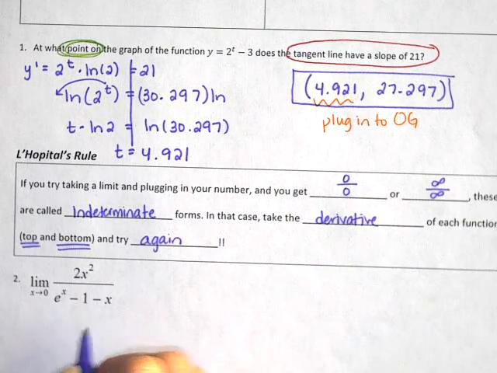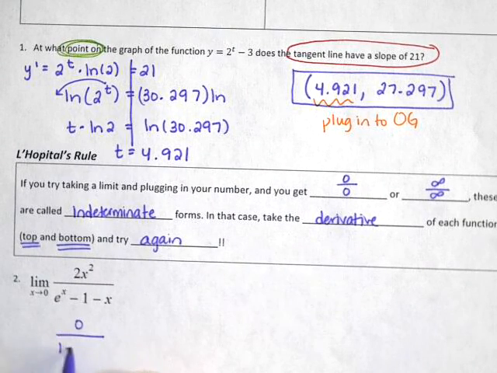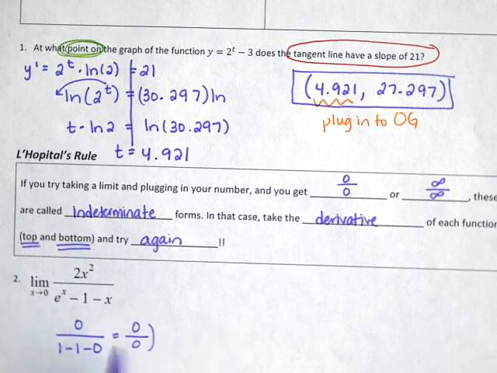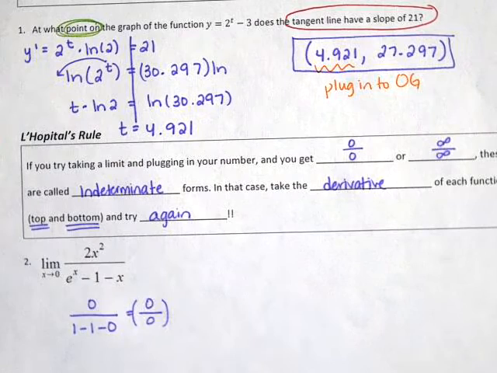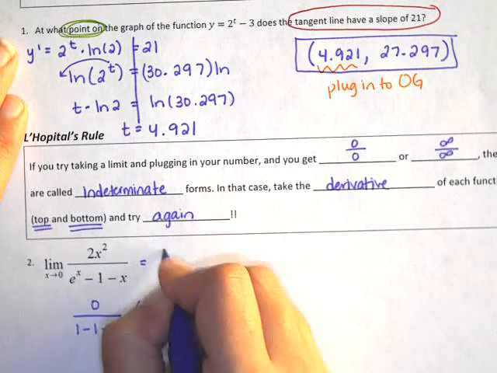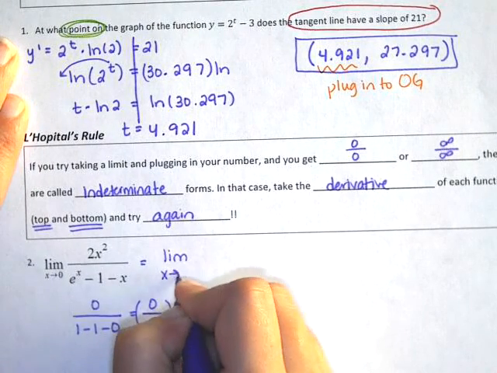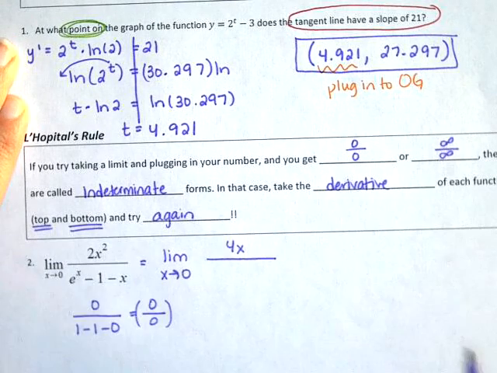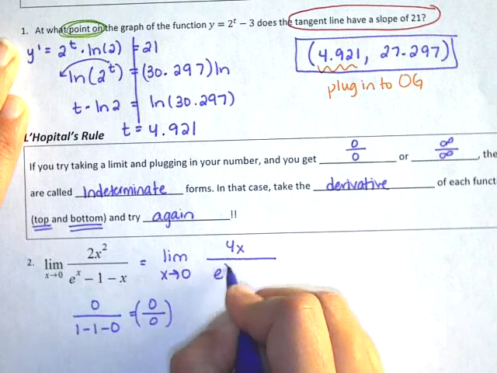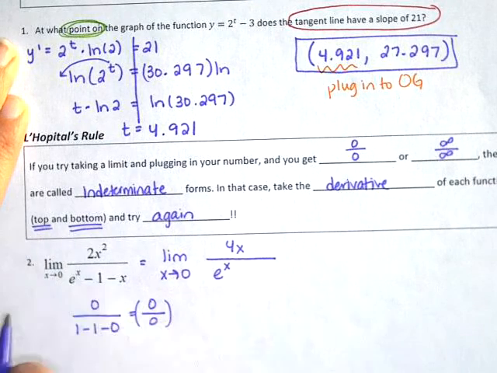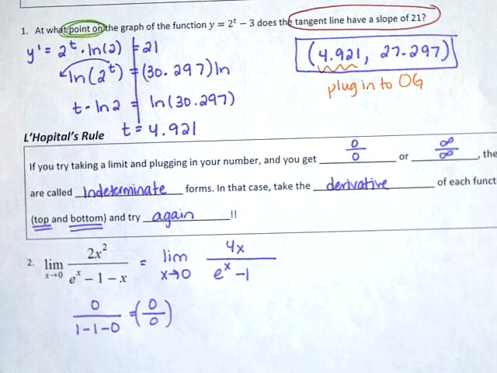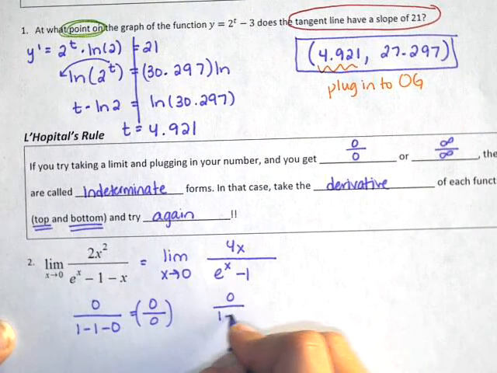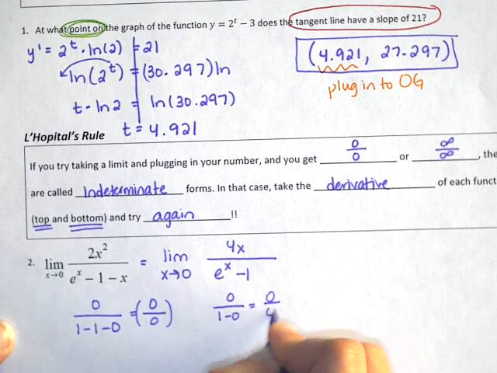If I try plugging in 0, I get 0 over 1 minus 1 minus 0, which is 0 over 0, which is an indeterminate form. So I'm going to do the limit, and now I'm going to take the derivative of the top and the bottom. The derivative of the top would be 4x. The derivative of the bottom would be e to the x. The derivative of the 1 is 0 minus 1. Now if I try plugging in 0, I get 0 over e to the 0 is 1 minus 1, which is 0 over 0 again.